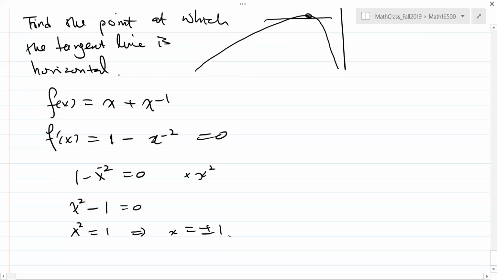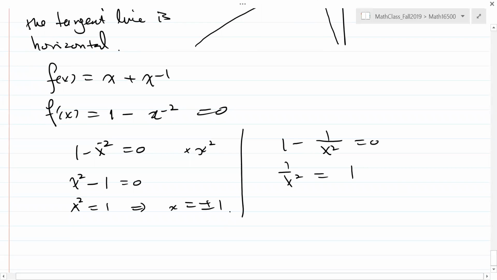And you double check, right? Another way to solve this equation is 1 minus 1 over x squared equals 0. I can get this. Then you can also turn it upside down, and you get 1 over x squared equals 1. That implies 1 over x equals plus or minus 1, so x equals plus or minus 1. It's clear. Okay, so then you get the solution. You get 2 points at which the tangent line is horizontal.